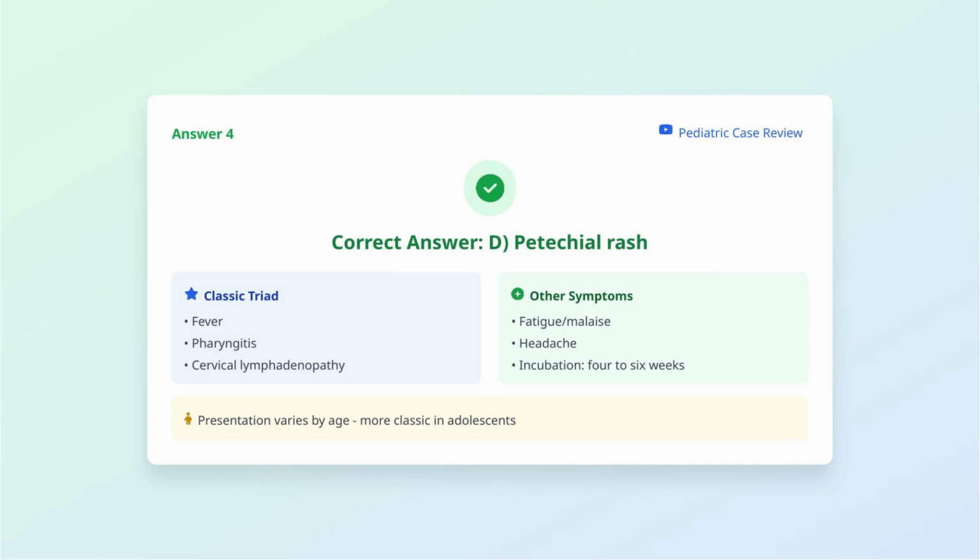The correct answer is D. petechial rash. The classic triad of infectious mononucleosis consists of fever, pharyngitis, and cervical lymphadenopathy. While petechial rashes can occur in some cases, they are not part of the classic diagnostic triad. Other common symptoms include fatigue, malaise, and headache. The incubation period is typically 4 to 6 weeks. It's important to note that the presentation varies by age, with the classic triad being more common in adolescents than in younger children, who often have milder or atypical presentations.